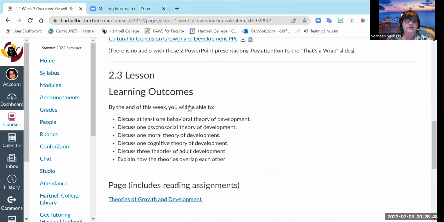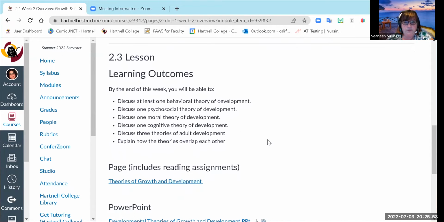If we come down to lesson 2.3, this is the one that's talking about the developmental theories. Now, this particular part of the week is going to help you when writing your lifespan developmental paper, because this is where we talk about Piaget, Erikson, Kohlberg, as well as the developmental theorists for middle adults, older adulthood, those types of things.